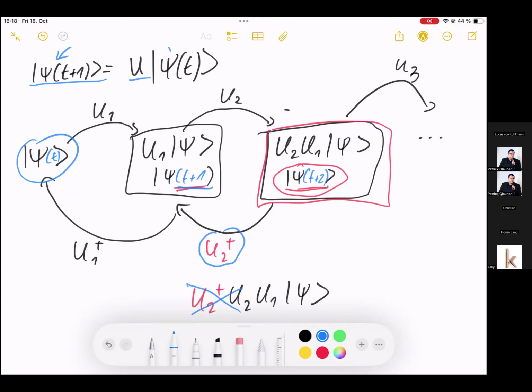It's important that you do it exactly in this order. Say if you're in t plus 2 and you would multiply this with U1 dagger, this would not undo it because you're always multiplying from the left. So then you would evolve to a new system, but you wouldn't be undoing this. You need to undo it exactly in reverse order as you have done these multiplications.